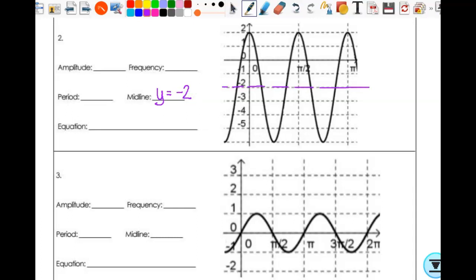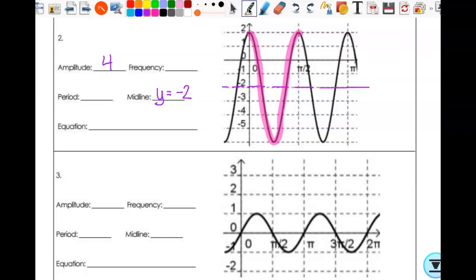What is the amplitude? 4. Good. Is this sine or cosine? Cosine, because if I start there, it looks like this. Now remember, we could write it as a sine function with a shift, but we're not shifting it. All right, so I've got cosine.